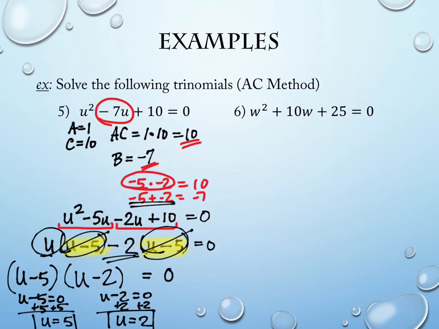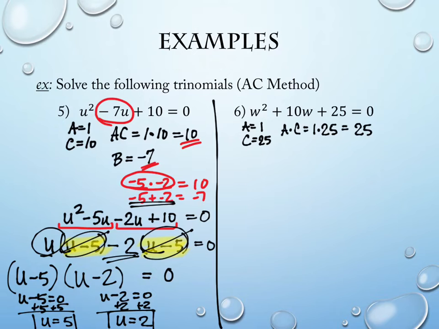Okay, let me do the AC method with you one more time. We have w squared plus 10w plus 25. So first of all, a is 1 again. C is 25. And if I take a times c, 1 times 25 is going to give me 25. Later on, we won't have a as 1. We'll have a as 2 or negative 7 or something. And the a times c will be different than just simply c.